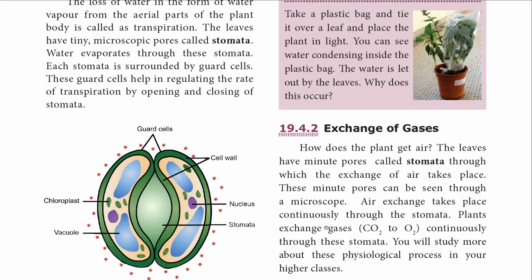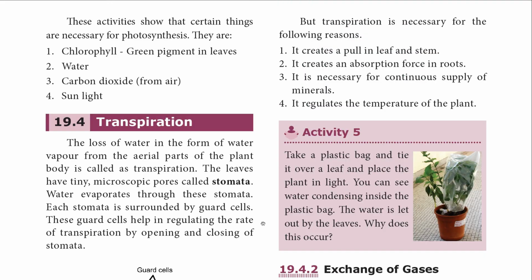Now let us see an experiment to prove that transpiration has taken place. Take a plastic bag and tie it over the leaf of a plant which is placed in the light. We can see the water condensing inside the plastic bag, and water is let out by the leaves through the stomata. By this we can understand that the evaporation of water takes place through the stomata, that is, transpiration occurs.